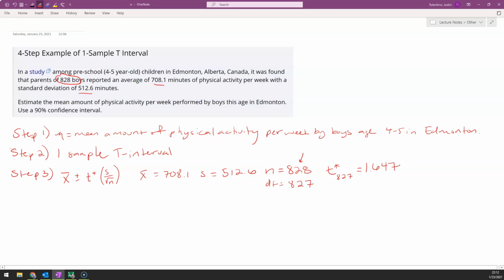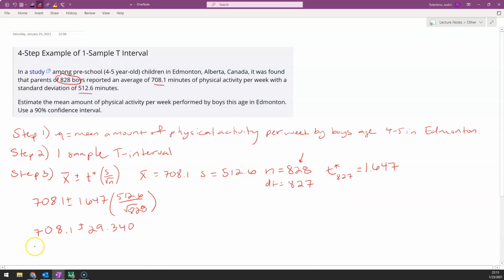So now that we have everything, we can plug it into our formula. We have our x bar, 708.1, plus our t critical value of 1.647 times s, 512.6, over the square root of our sample size, 828. Now we can use our calculator to start calculating this out. Starting with the margin of error, if we type in 1.647 times 512.6 over the square root of 828, that will give us our margin of error to be 29.340. We round it to 3 decimals.